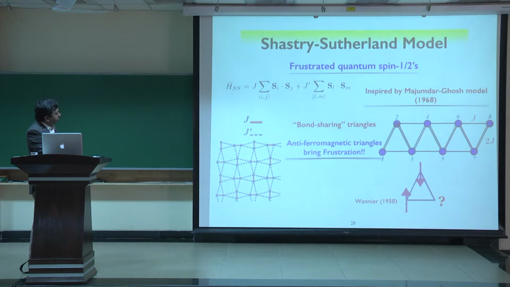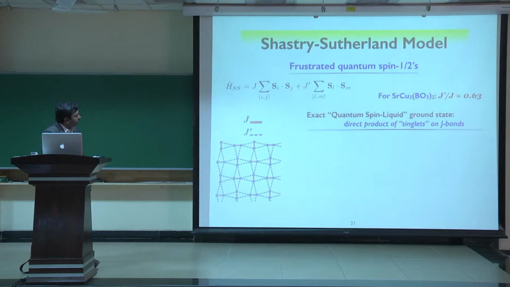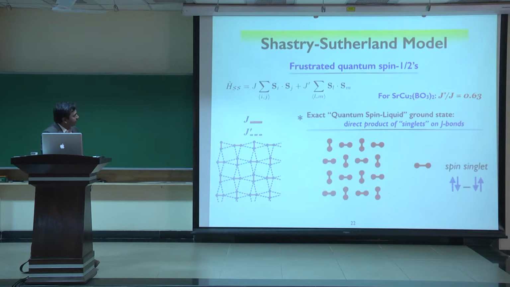So strontium copper borate, vis-a-vis the Shastry-Sutherland model, is a frustrated problem with a dimerized pattern. And what else do we know about it? Well, this is an exactly soluble problem whose ground state happens to be a direct product of singlets. So let me just draw this cartoon.